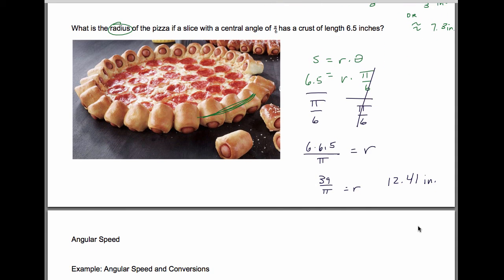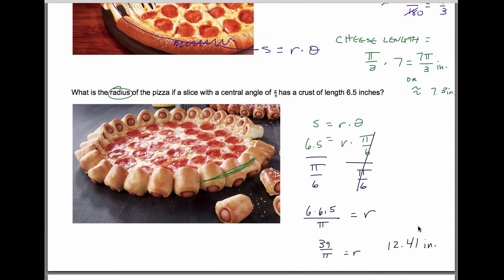Okay, guys? That's all there is to it. We're going to cover the next part in class, but that is the basics of how to deal with angles, how to do some conversions with them, and a couple of word problems associated with it.